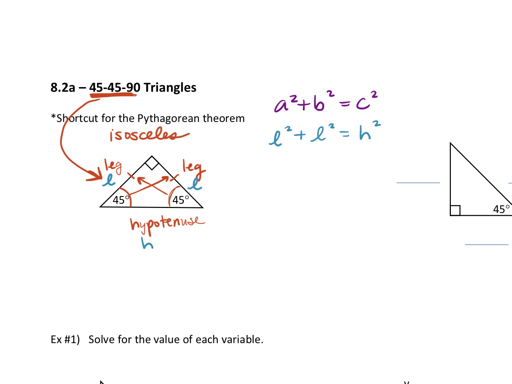If L is 7, the other has to be 7 too. 7 also? Yeah. The other L will be 7. Your legs will always be the same size.